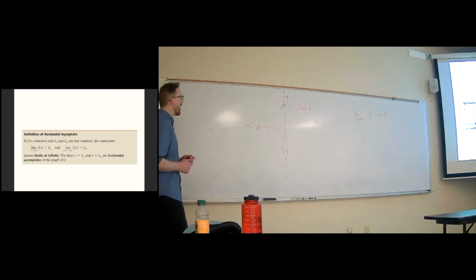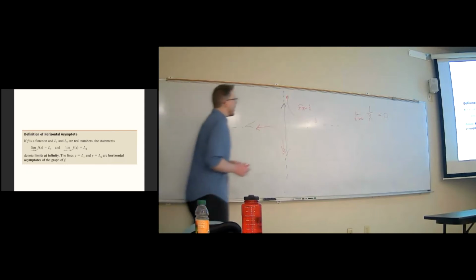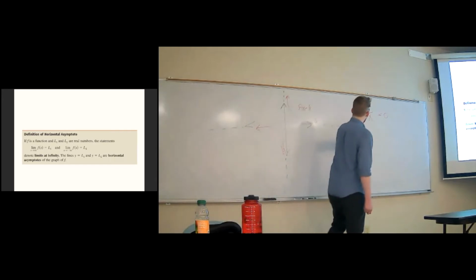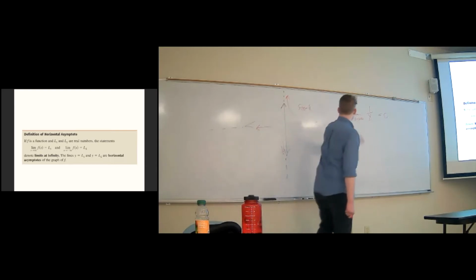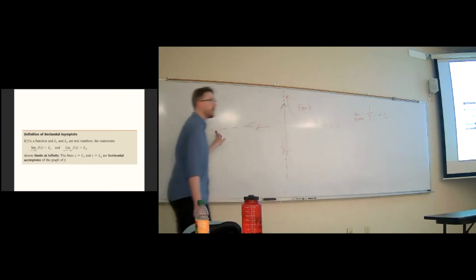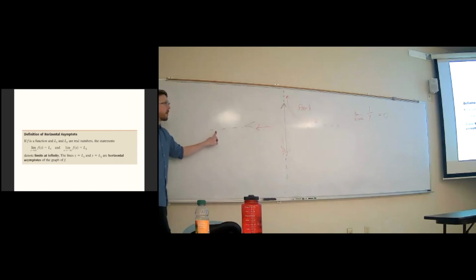So 1 over x has two different asymptotes, a vertical one and a horizontal one. When you take your limit to infinity, you get 0. That confirms one of those horizontal asymptotes. When you take it out to negative infinity, it still gets 0. That confirms that our horizontal asymptote is just 0, right?